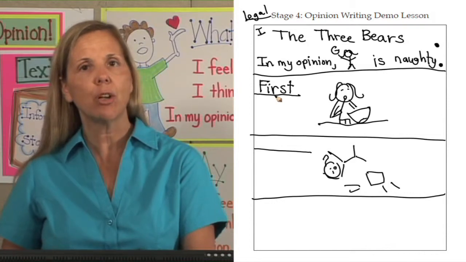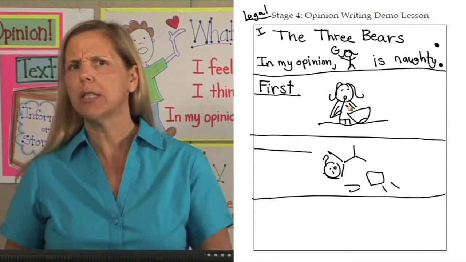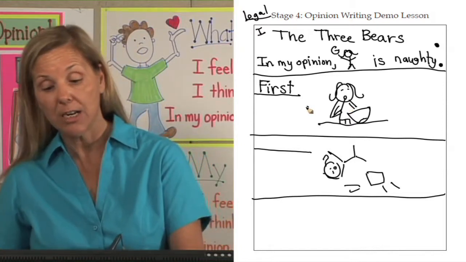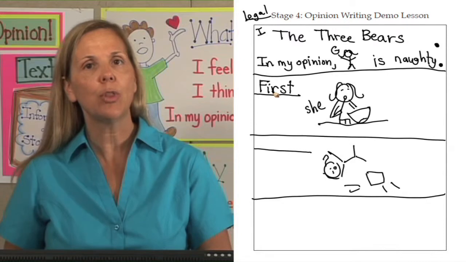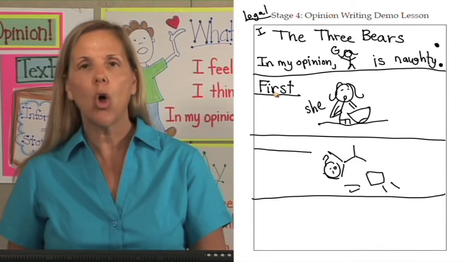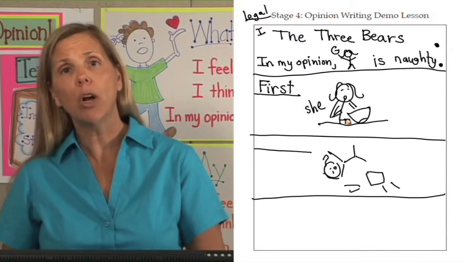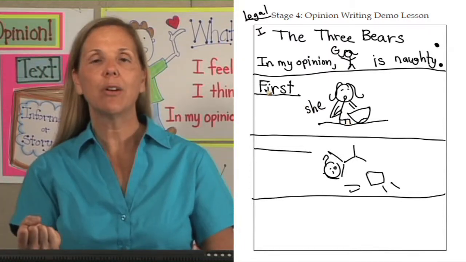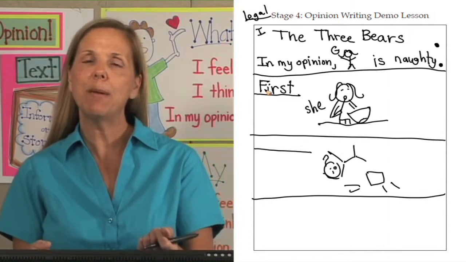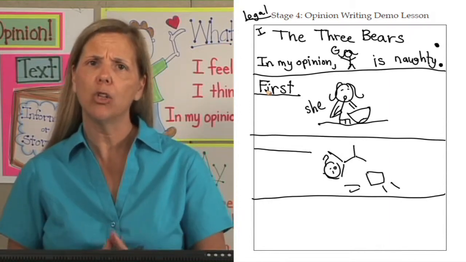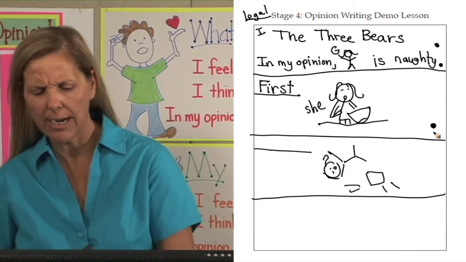We had our transition. First, who or what is being naughty? Goldilocks. What's another word I could say other than Goldilocks? She. First, she. What did she do that was naughty? She ate all of Baby Bear's porridge, so he will go hungry. Who are we talking about? She. First, she ate all of Baby Bear's porridge, and now he'll go hungry. Ooh, excellent. Let's put a period there.